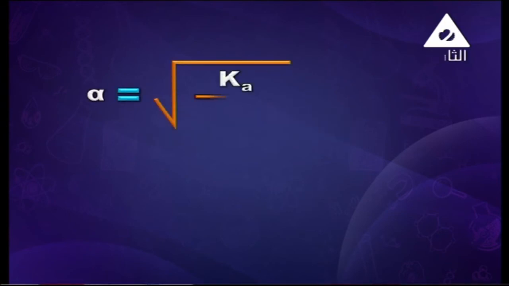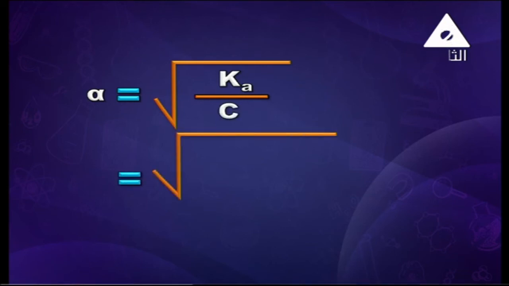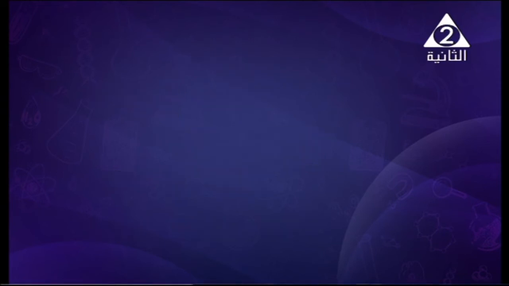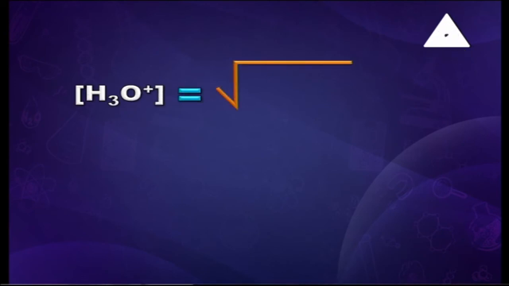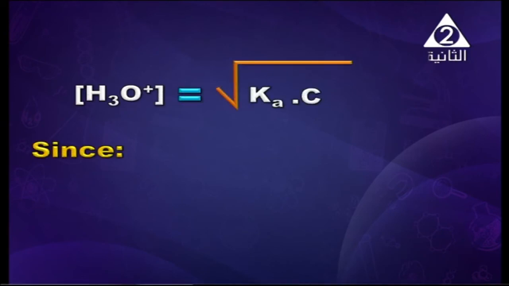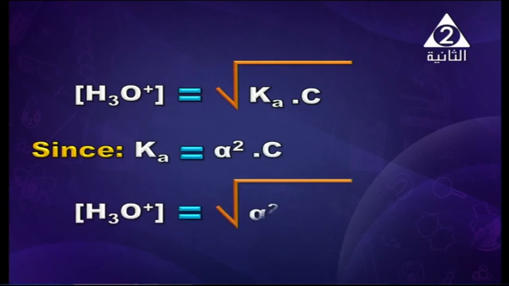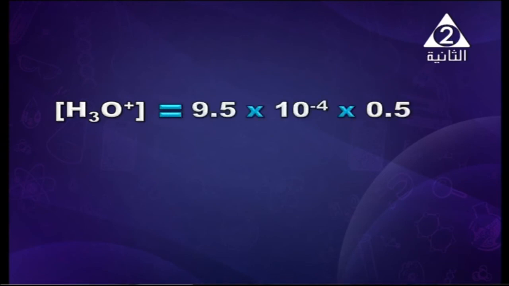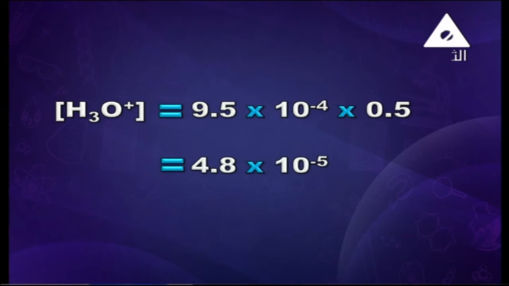here alpha equals the square root of Ka over C, so the square root of 1.8 times 10 to the power negative 5 over 0.5 equals 9.5 times 10 to the power negative 4. And here the hydronium ion equals the square root of Ka times C, since Ka equals alpha squared times C, so the hydronium ion equals alpha times C, so 9.5 times 10 to the power negative 4 times 0.5 equals 4.8 times 10 to the power negative 4.